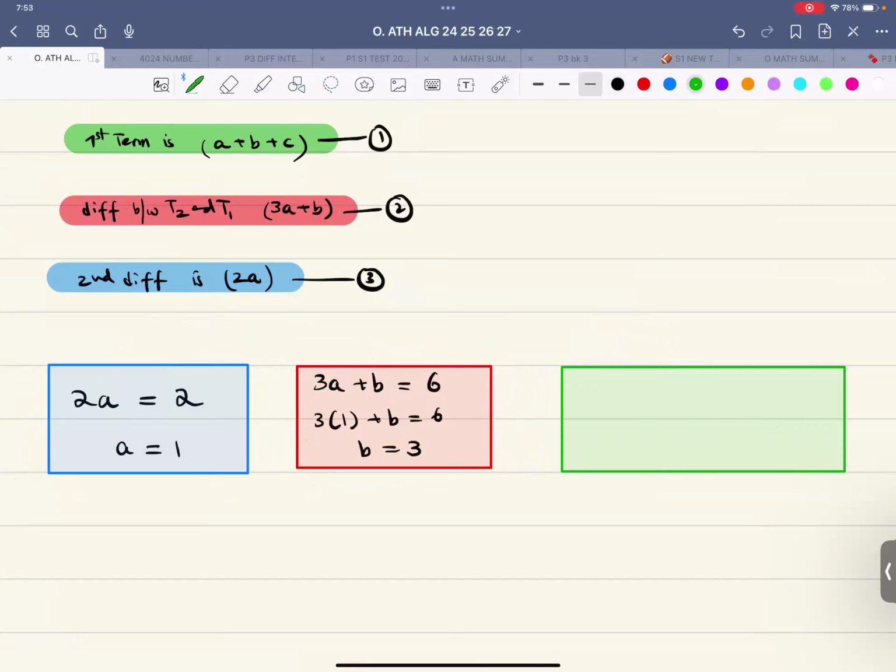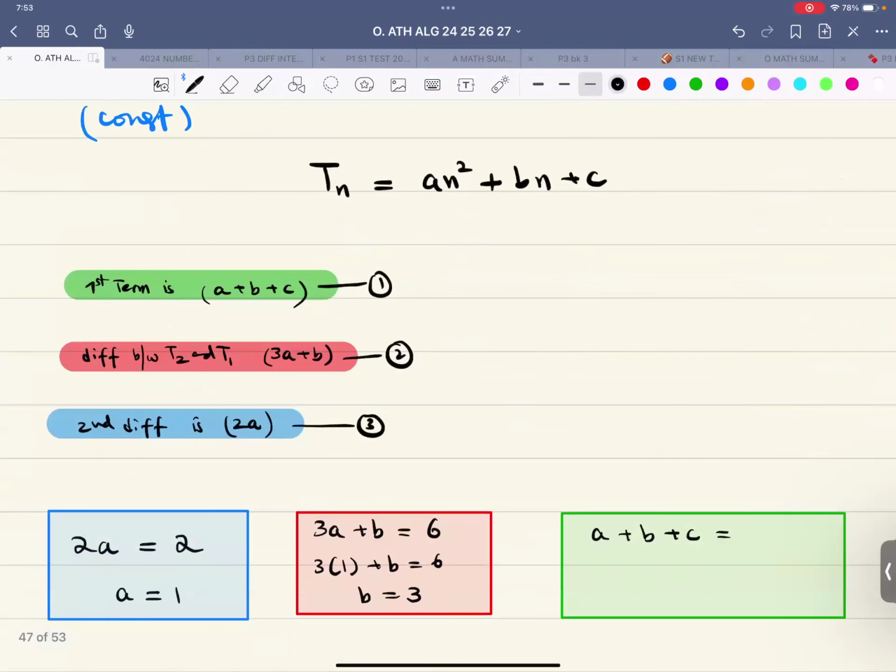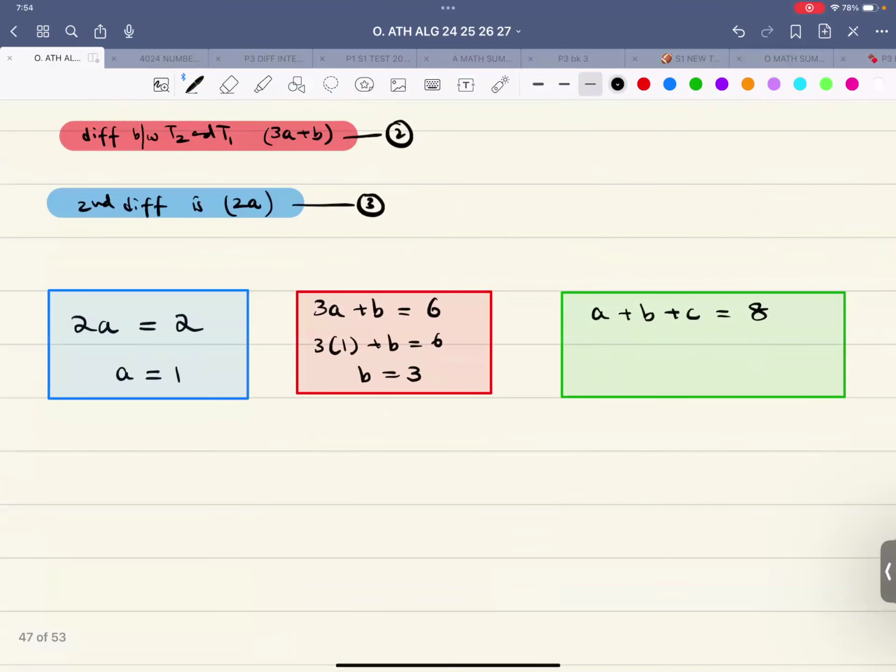That is a plus b plus c, that is equal to the first term. A plus b plus c equals the first term. What is the first term? Which is 8. So what is a? 1. What is b? 3. C is c, and this is 8. Therefore, c comes out to be 4.